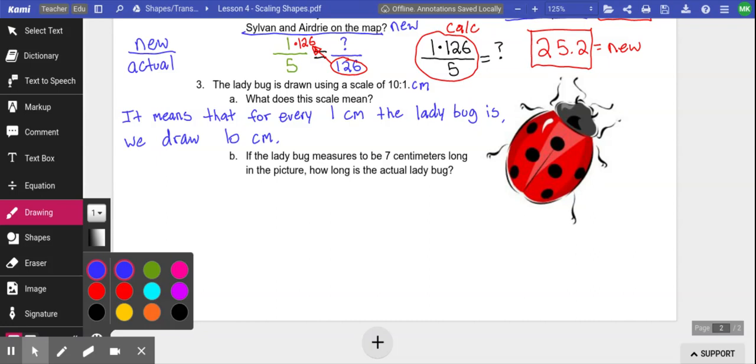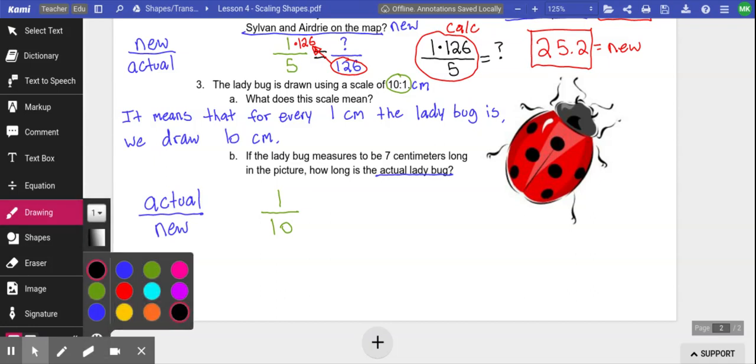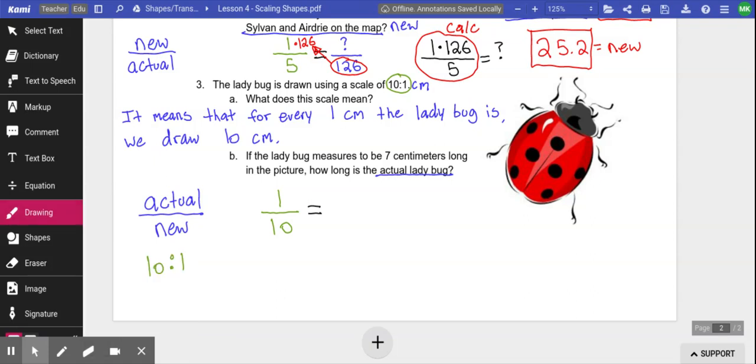Part B. If the ladybug measures 7 centimeters long in the picture, how long is the actual ladybug? Okay, we are looking for actual. That means I want to do my actual length divided by my new length. And I start by building my ratio. So my ratio was 10 to 1, right? That's what it told me up here in the question. I want to put the actual on top and divide it by the new, which is 10. And I'm going to say that that equals the actual length of my bug, which I don't know, divided by the new length of my bug, which was 7 centimeters. Right? It told me 7 centimeters in the picture.